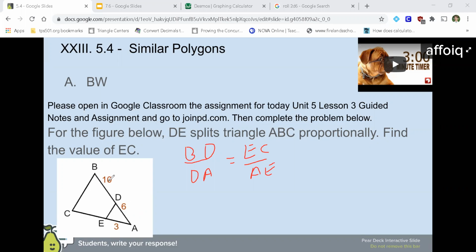I could also have done BD over EC and AD over AE, where I did top over bottom, top over bottom. It doesn't matter how you set it up as long as you're consistent. The way you chose to set it up on the left is the same as the way you chose to set it up on the right. Left over right, left over right. Once you have your setup, you can plug in your numbers. So I get 10 over 6 is equal to EC, which is what I'm trying to find, over 3.